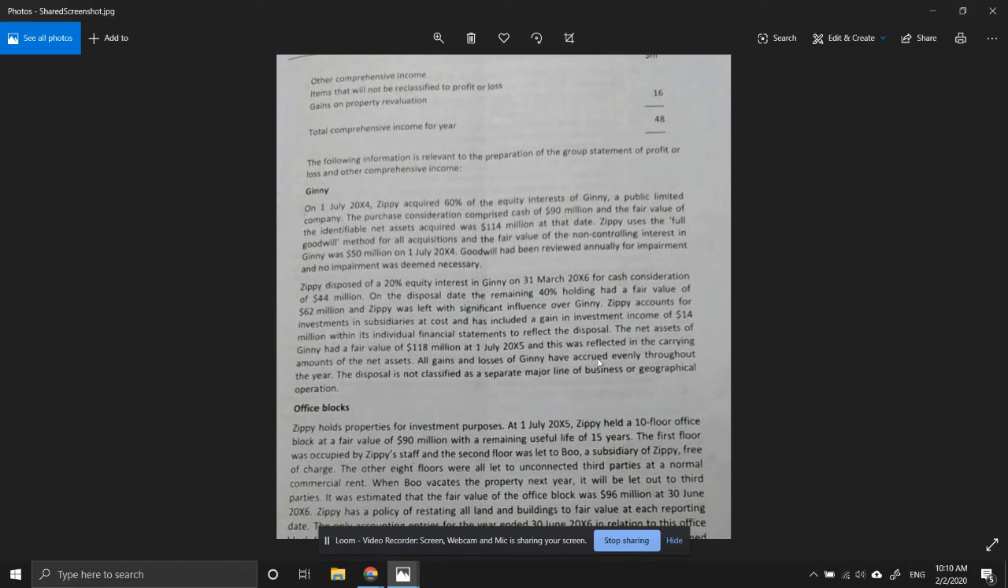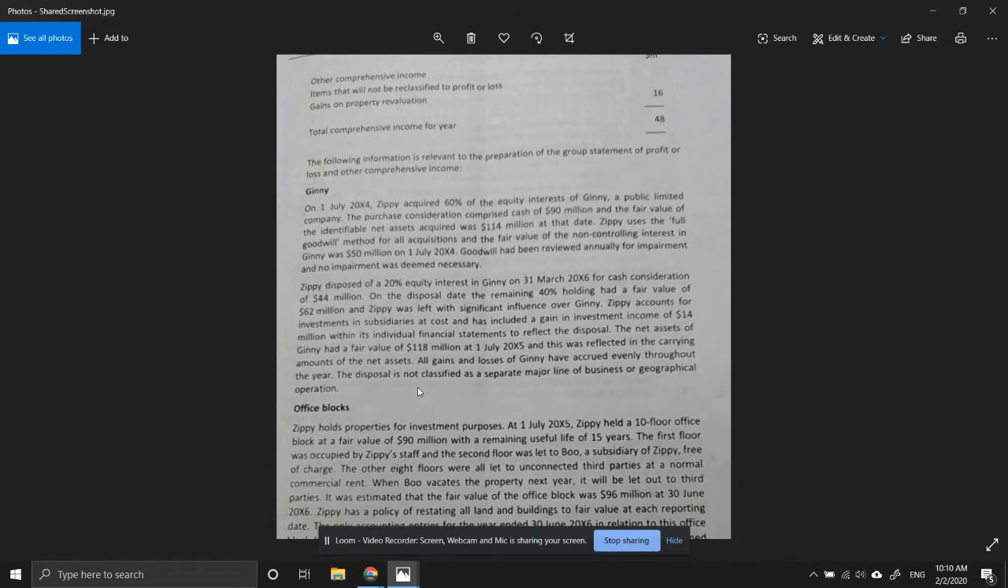All gains and losses have been accrued evenly throughout the year. The disposal is not classified as a major separate line of business or geographical operations. That means it is not classified as a discontinued operation. So what is a discontinued operation? Anything which has been sold or has been classified as held for sale, right?